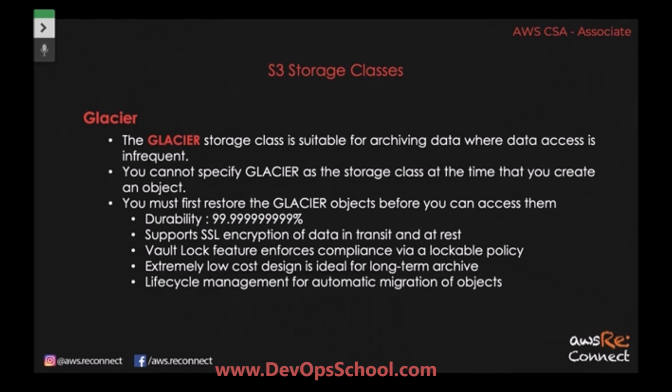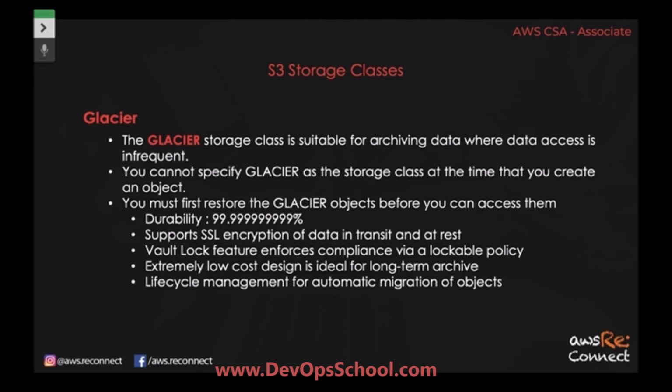Then for retrieval of Glacier objects, the objects you put on Glacier, you need to make a request to Amazon that you want to retrieve your data. It's not like you just request the Glacier data and you get the data. Amazon processes that request and it takes up to 3 to 5 hours to get your data. So whenever you want Glacier objects, you need to request them at least 3 to 5 hours prior.